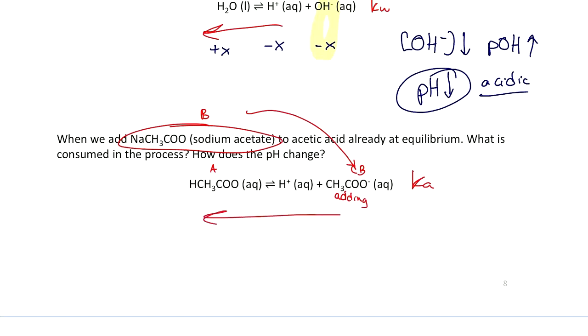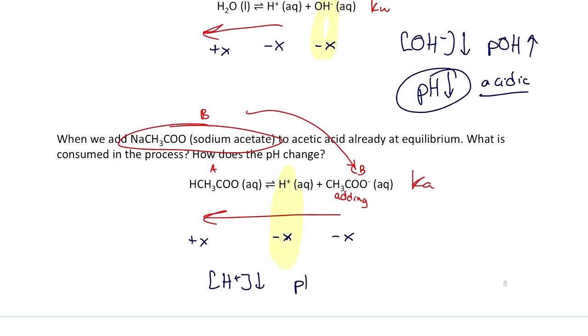Reverse. So this also predicts the change line in our ice table. So we should gain a little bit more acid, but consume a little H plus and consume a little bit of that base. And so what I want you to focus on is this H plus. When we add conjugate base, when we add product, we shift the reaction in reverse. The concentration of H plus changes how in this reaction? It goes down, right? Because we consume a little bit of it.